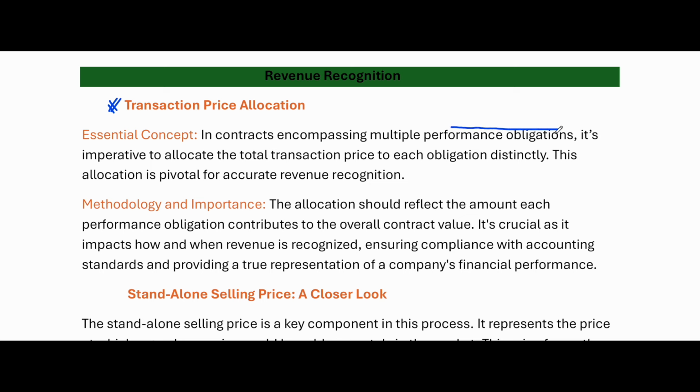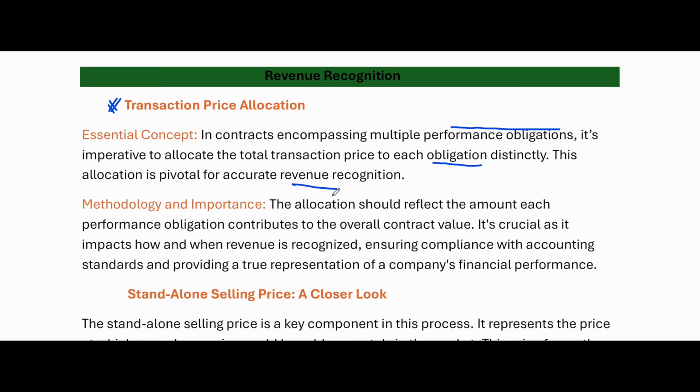it's imperative to allocate the total transaction price to each obligation. So in a particular contract, we have different obligations to perform to complete the contract. We have different obligations, duties or responsibilities by the service provider or product provider. For all obligations, they have different prices basically, but we are giving a direct lump sum price. So you need to allocate according to the proportions. This allocation is pivotal for accurate revenue recognition.